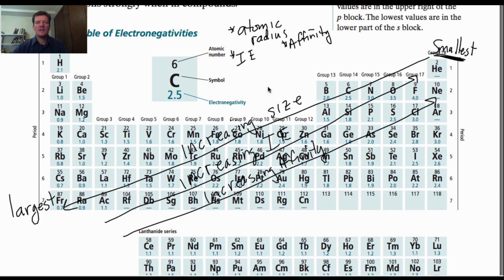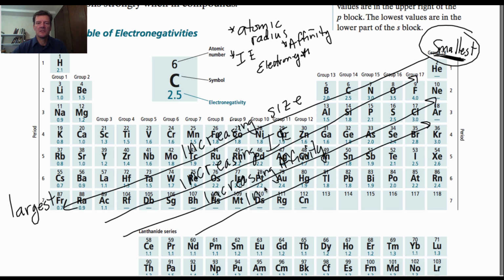Okay? And the other one was electronegativity. Electronegativity is when an atom and another atom are together, which one is going to pull more strongly on those shared electrons. And again, the smaller atom is going to be able to pull with greater strength. So this is increasing electronegativity.